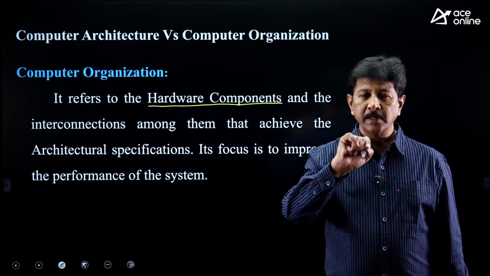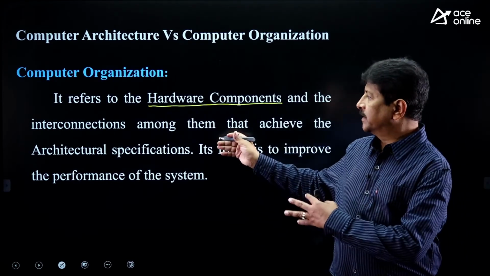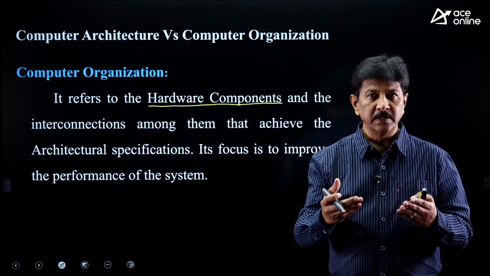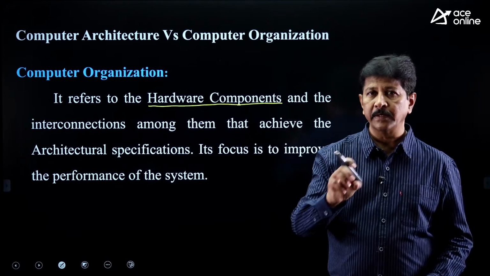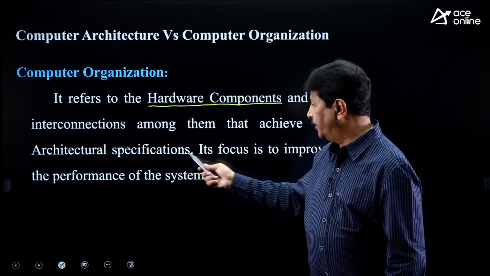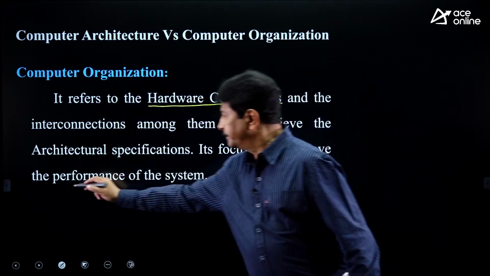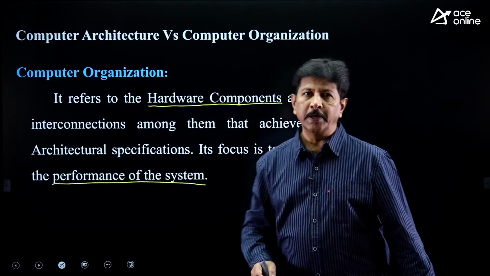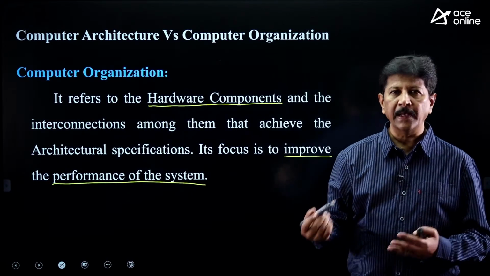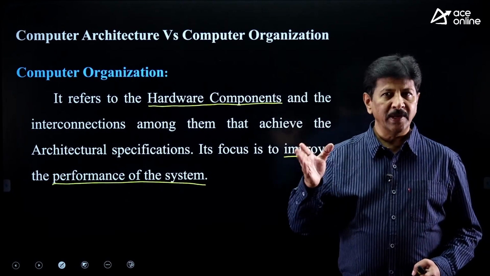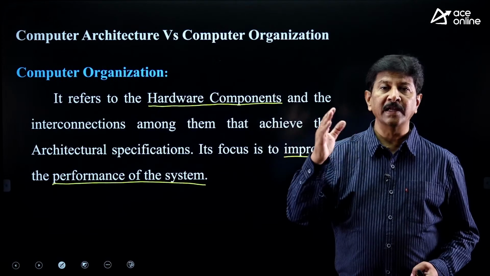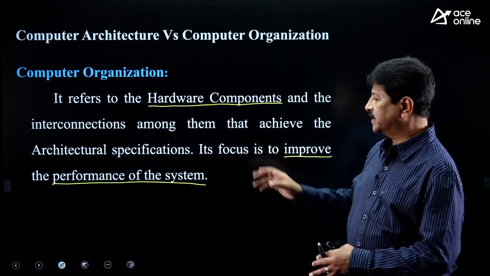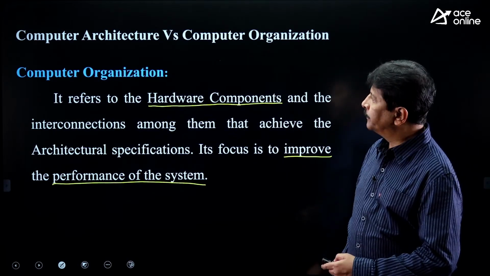So let me give one example. Suppose the specification says it requires one adder. Which type of adder we have to use will be decided in such a manner that the adder improves the system performance. You may use a parallel adder, you may use a carry look ahead adder, or you may use a carry save adder, whatever it might be. Overall, the system performance has to improve.